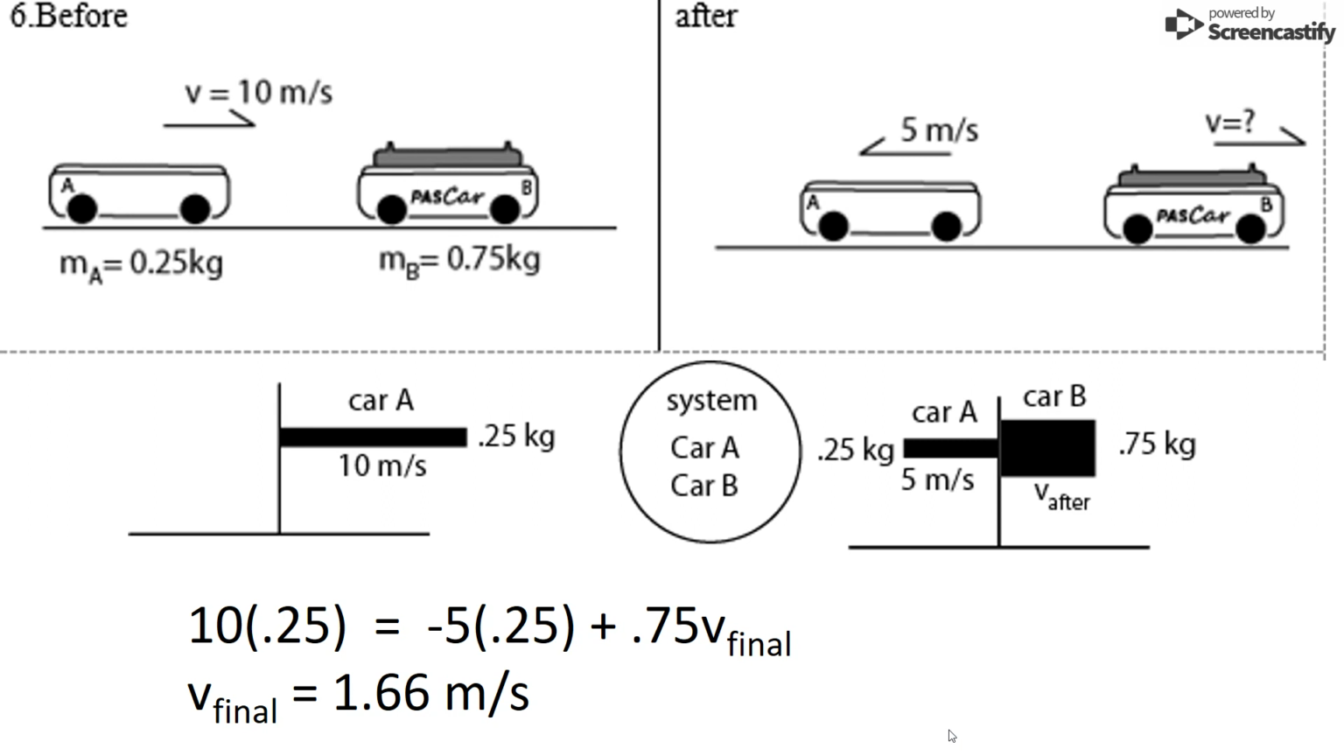It's going to equal, we're going to add the 2 boxes together on the right side. But pay attention, car A is going to the left, so that actually is going to become negative, or you can think of it as subtracting that momentum, that MV, because it is in the negative direction. So I'm subtracting 5 times 0.25, and then I'm adding the other box, which had a velocity unknown, V final in the equation but V after on the picture, and a mass of 0.75. You do the algebra, solve that out, and you get 1.66 meters per second.